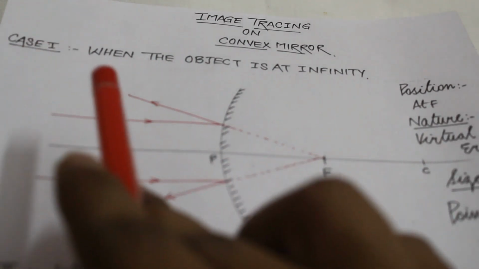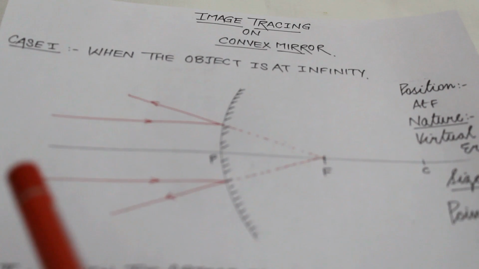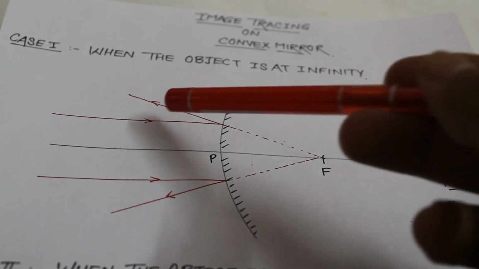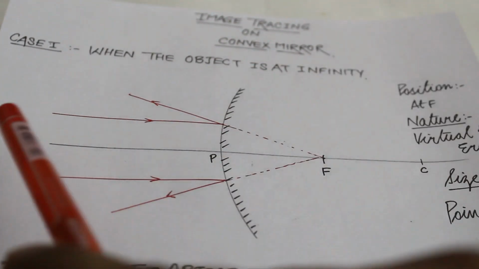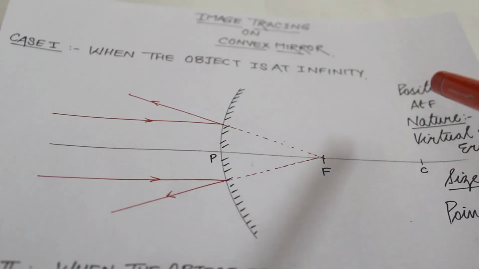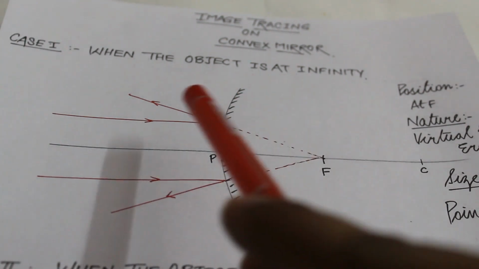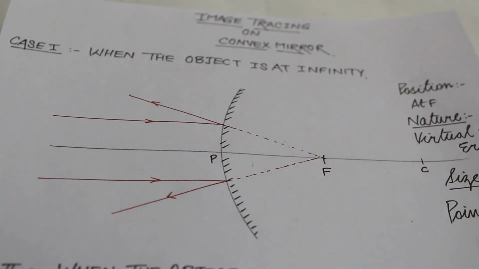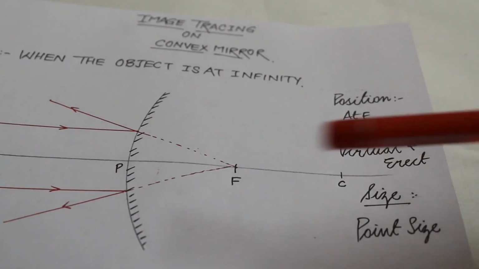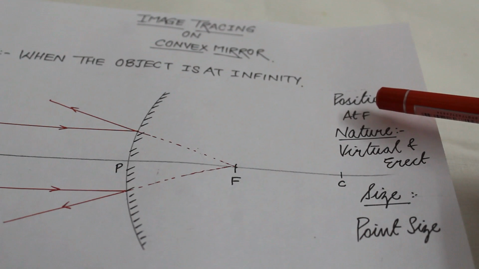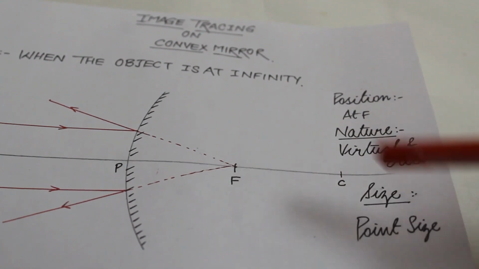The first case which we are going to study is when the object is at infinity. As we have already discussed, in case of infinity we do not draw the object, and we assume the incident rays to be parallel to the principal axis. Using the first rule, they get reflected back in such a way that they appear to pass through focus. They are not actually passing. If the rays appear to meet at a point, the image nature must be virtual and erect, as the rays are not actually passing. The position at which they appear to meet is at focus. Size, as you can see, is point size.